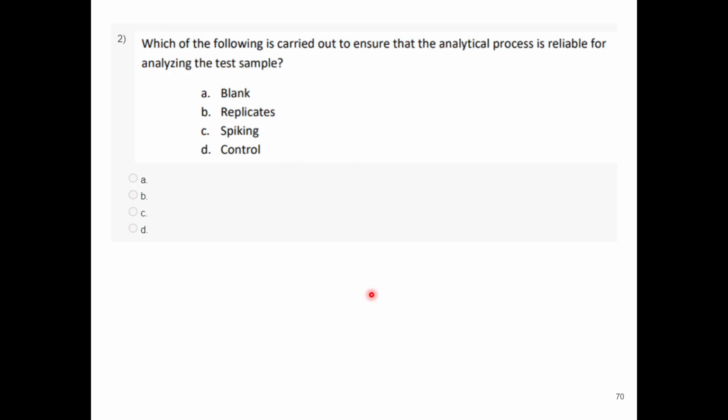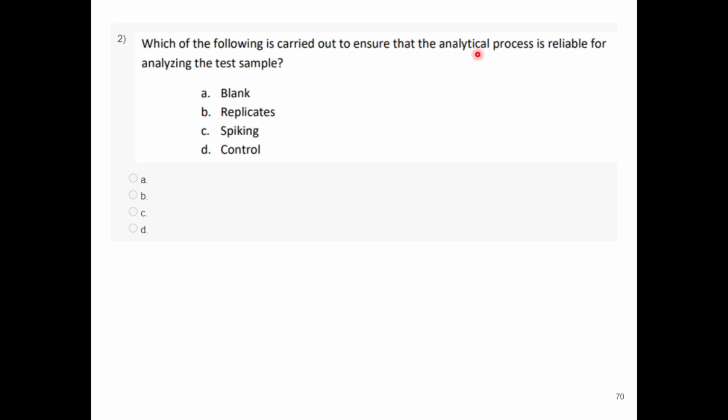If you see properly, a blank sample will not have the analyte which we are analyzing, so it will not be reliable. There is no use of having blank samples, so A is not the correct option. D, control samples. A control sample is basically a sample whose value we know.